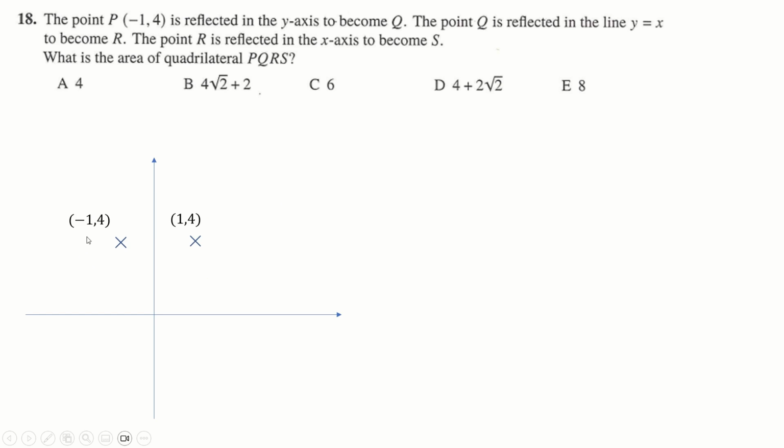Anyway, minus 1, 4 reflected in the y-axis goes to 1, 4. And then reflecting in the line y equals x, all you do is you swap the x and the y coordinates over. So it becomes 4, 1. You can draw yourself a little kind of triangle to show that if you want to. Get some squared paper and do that.